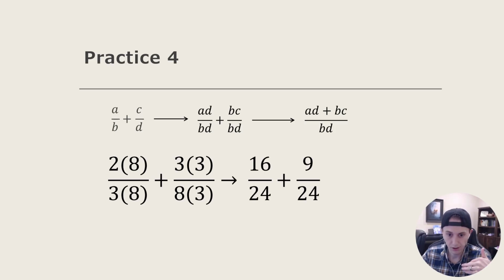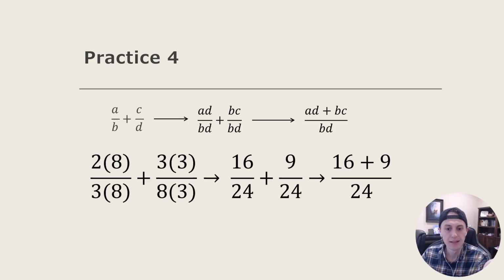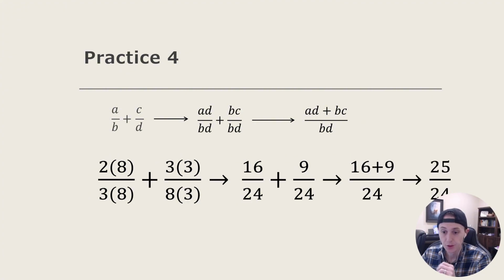Now we just have to add across. There's the numbers that we just said. So now adding across, we have the 16 plus 9 all over 24. Then just simplify the top, do the math, I should say, and that becomes 25 over 24. My head's kind of blocking that 24, and that's our answer.